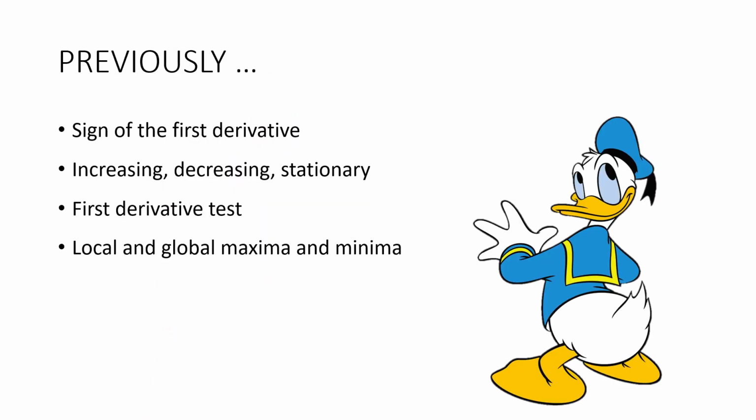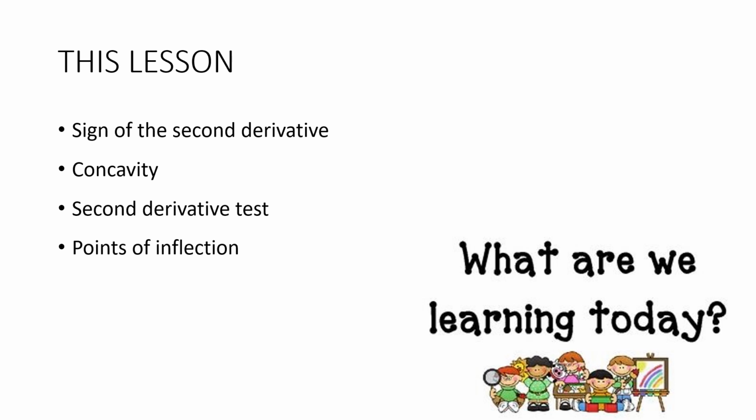So previously we've looked at the sign of the first derivative, increasing, decreasing and stationary points. We looked at the first derivative test and then we discussed local and global maxima and minima. Now this lesson we're going to look at the second derivative, so the sign of the second derivative, concavity, second derivative test and points of inflection.